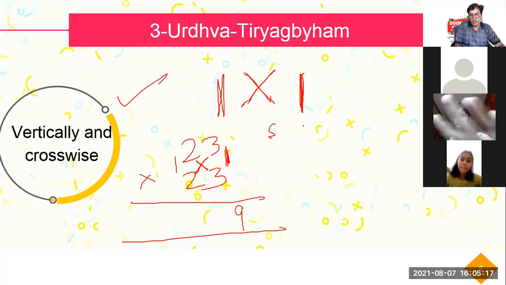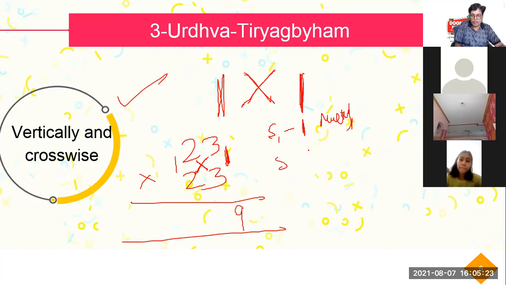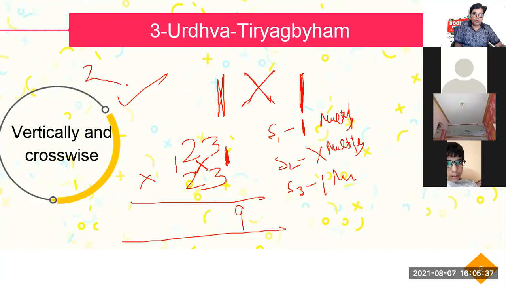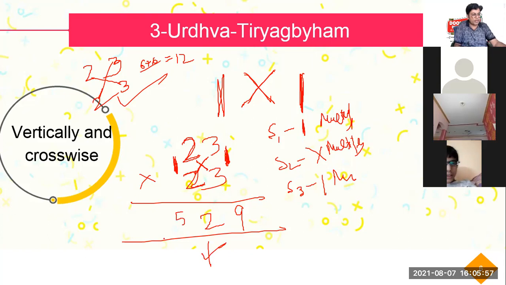First of all, vertical multiply, you can write down. Second, cross multiply. Third, vertical multiply. First of all, I will multiply 3 into 3, that is 9. Now I will multiply 2 into 3 and 2 into 3. That will be 6 plus 6 will be 12. I will take 2 and carry over 1. Now I will multiply this one. 2 into 2 is 4 and 1 will be 5. Got it? Is this clear to you all?